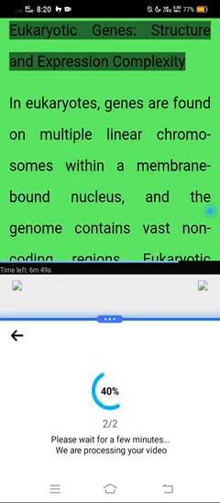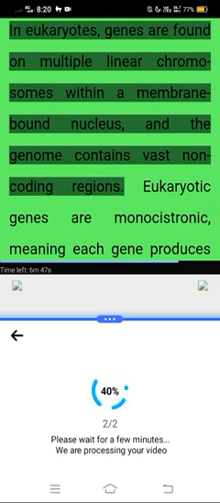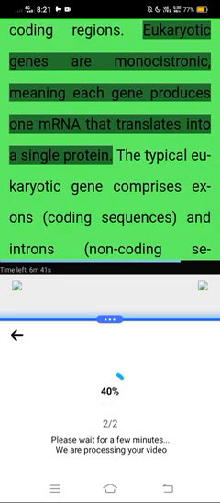Eukaryotic genes, structure and expression complexity. In eukaryotes, genes are found on multiple linear chromosomes within a membrane-bound nucleus, and the genome contains vast non-coding regions. Eukaryotic genes are monocistronic, meaning each gene produces one mRNA that translates into a single protein.